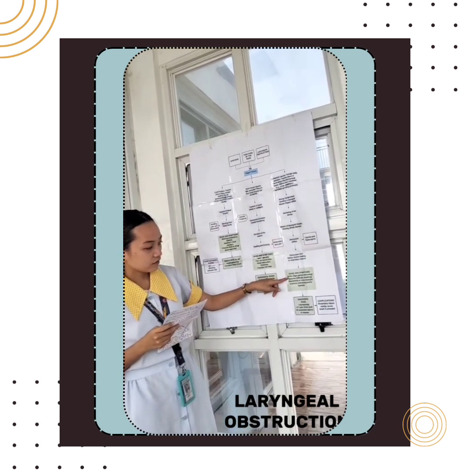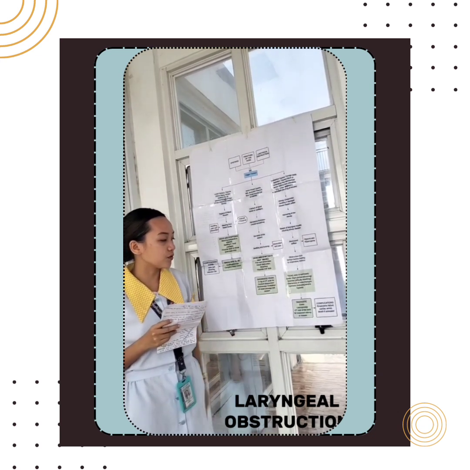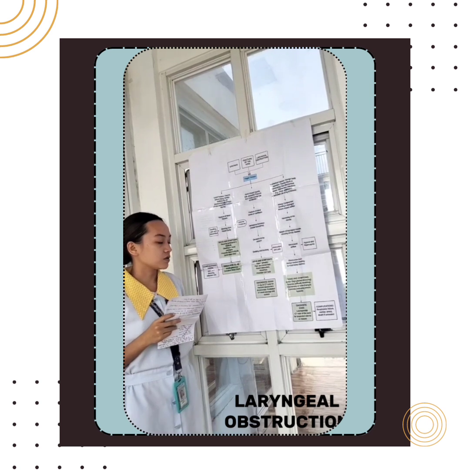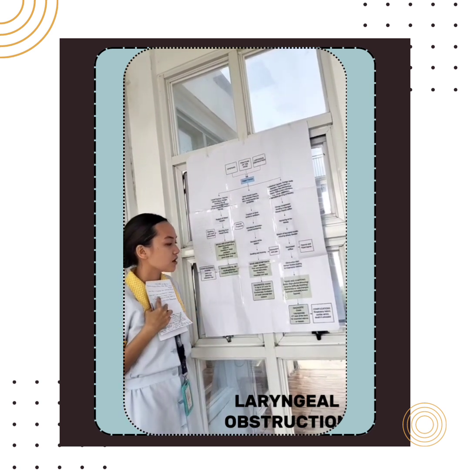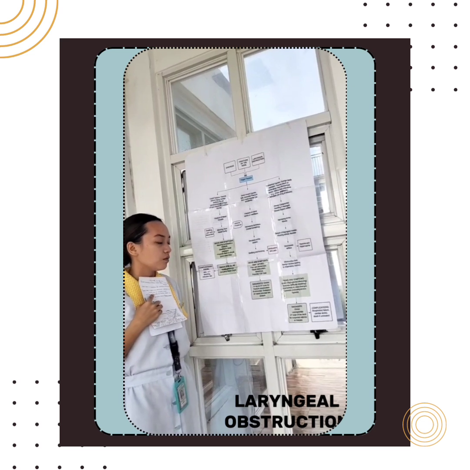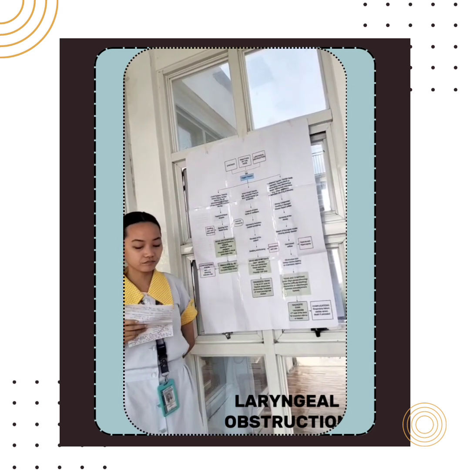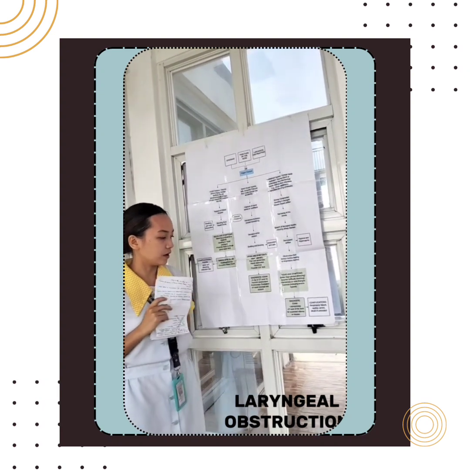So, for the signs and symptoms, first is stridor, an abnormal high-pitched whizzing sound, and dyspnea, which is difficulty in breathing, hoarseness or voice changes, cyanosis or bluish discoloration of our skin and mucous membrane, indicating the lack of oxygen in our blood.